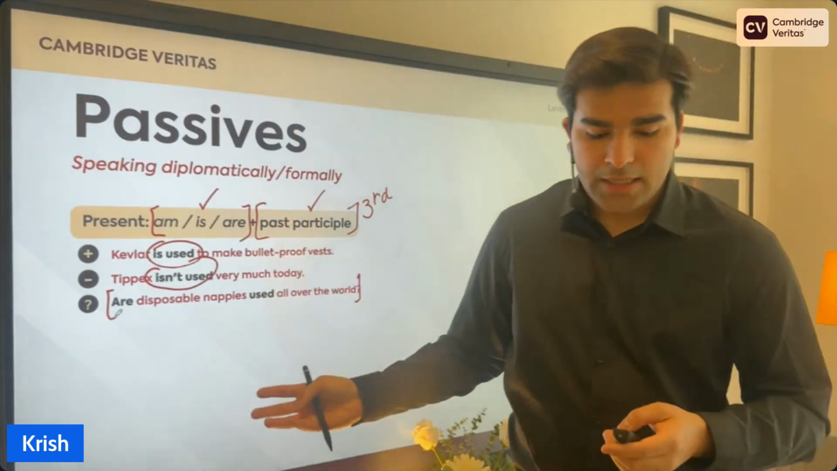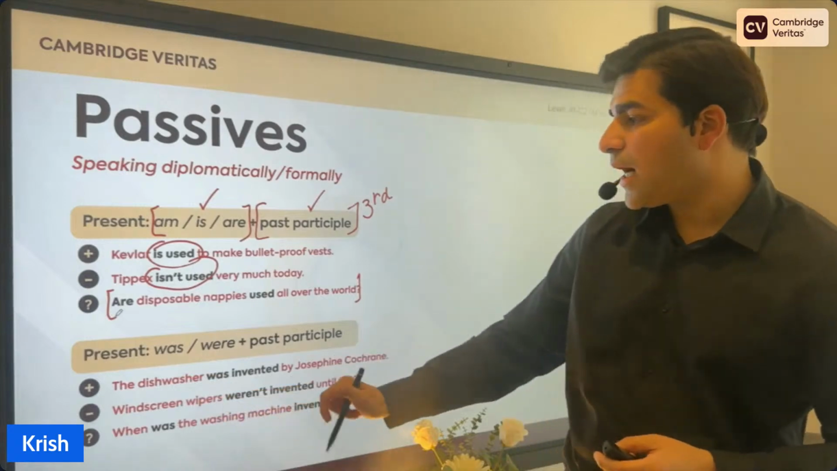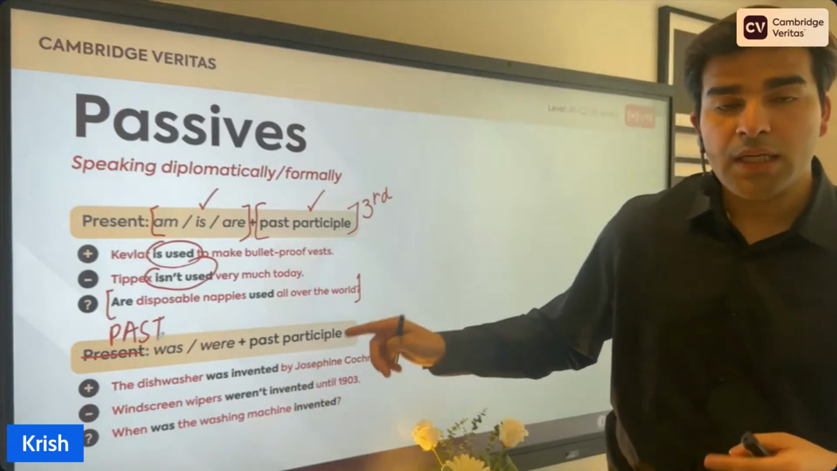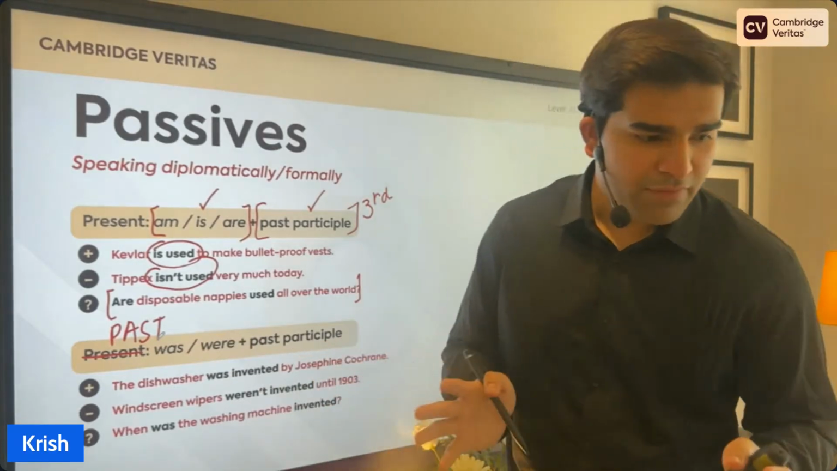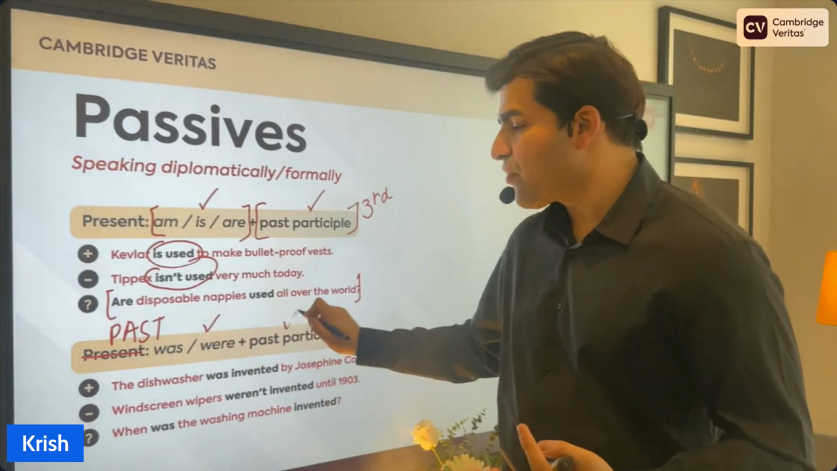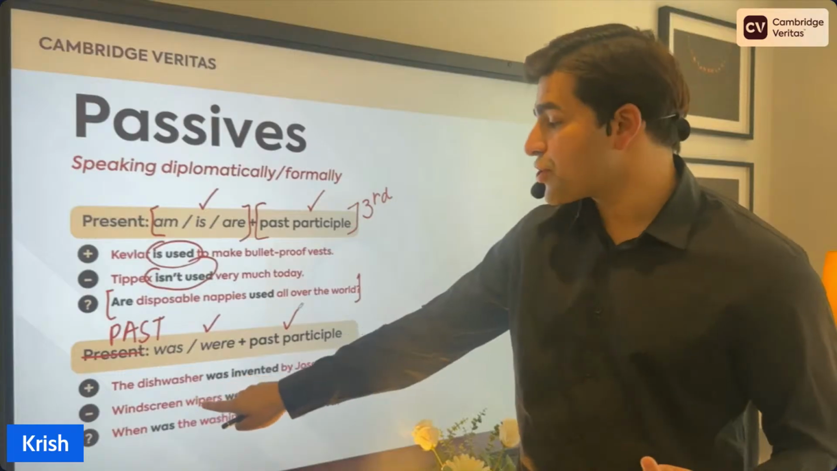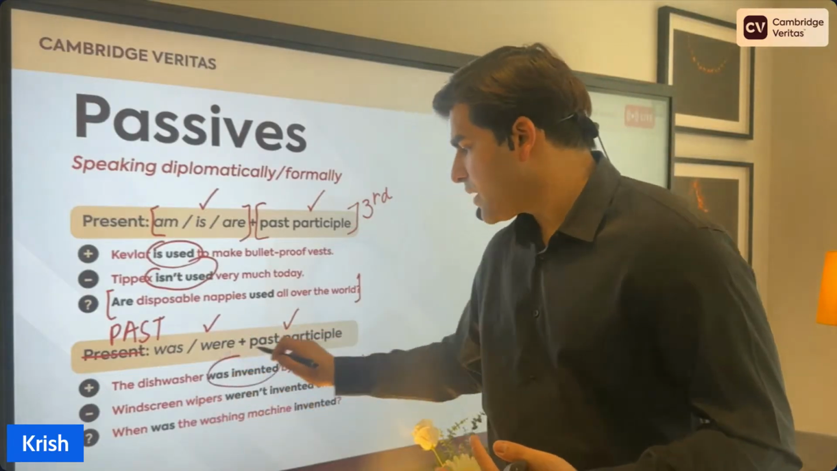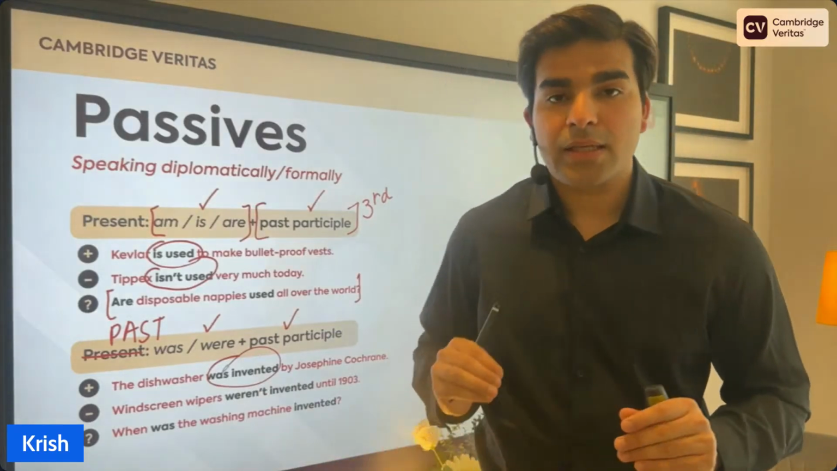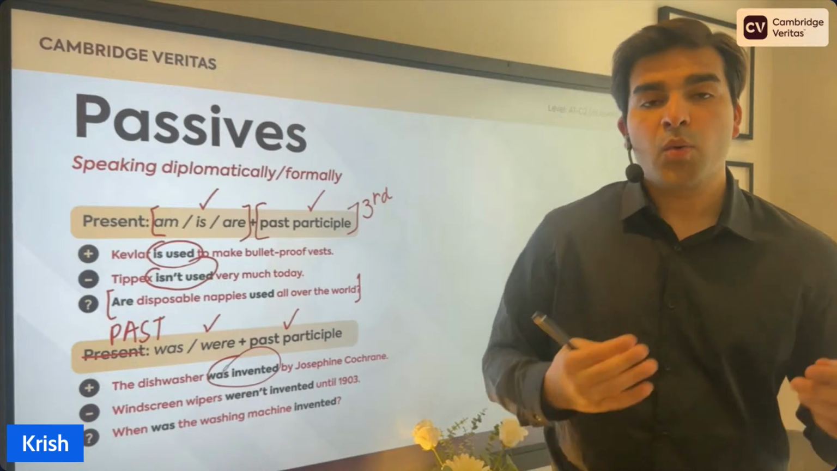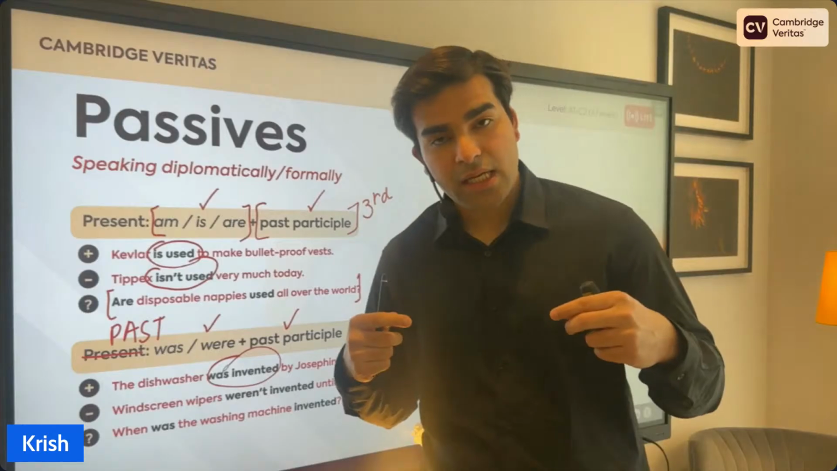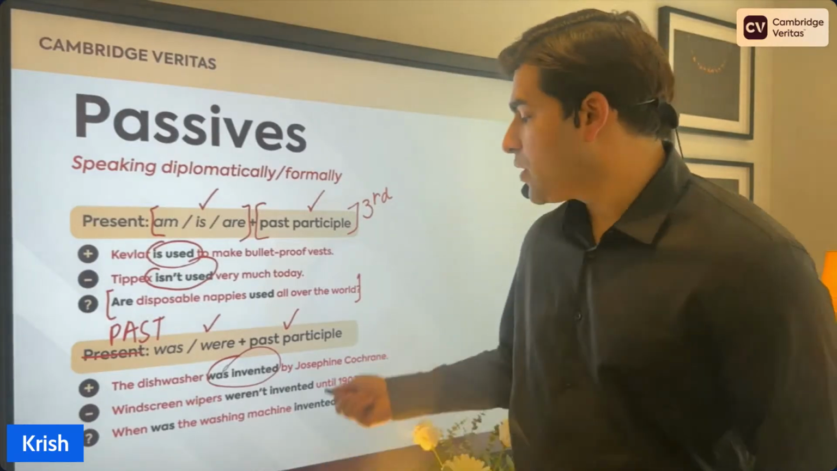The same thing can be said in past. I had to write past, my apologies, it's a typo. In past as well. These are called past passives, but you have nothing to do with it. Focus on how you can use it in real life. Was and were, and third form of the word. For example, the dishwasher was invented. Instead of saying Josephine invented the dishwasher, it's not like there's a problem with that sentence, but you make it more professional when you say the dishwasher was invented by Josephine, because the focus of the conversation is dishwasher, unless you want to focus on Josephine.